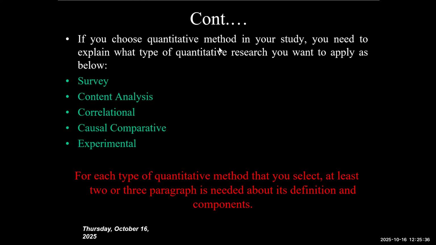So if you are going with the quantitative method, there are several different approaches, methods that we do. So if you choose quantitative method in your study, you need to explain what type of the quantitative research you want to apply as below. So you can go with what you call the survey, you can go with the content analysis, correlational, causal, comparative, experimental. All this, you can look at your research methods and then you will know.